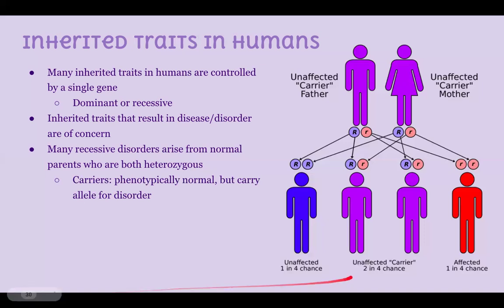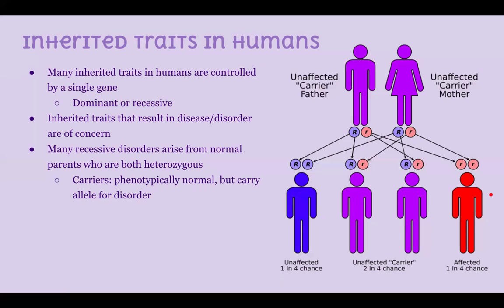So if we look at this family tree over here, we have two carrier parents. They might not even know that they're carriers because they're totally healthy. And they have the possibility of giving two good copies of the gene to one child, or one bad copy with one good copy, 2 out of 4 chance, or two bad copies, 1 out of 4 chance.